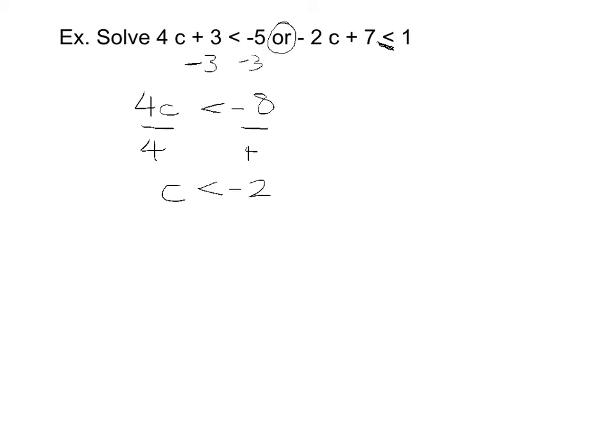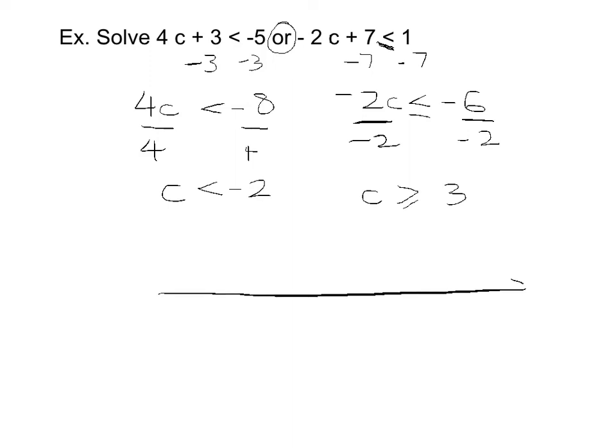For the next part of the example, we've got negative 2c plus 7 is less than or equal to 1. So I'm going to subtract 7 from both sides of this inequality, and I get negative 2c is less than or equal to negative 6. And then I'm going to divide both sides by negative 2. So we'll get c, and on the right-hand side, we'll get 3, but remember, whenever you multiply or divide by a negative number, you need to switch the sign around. So this becomes c is greater than or equal to 3.